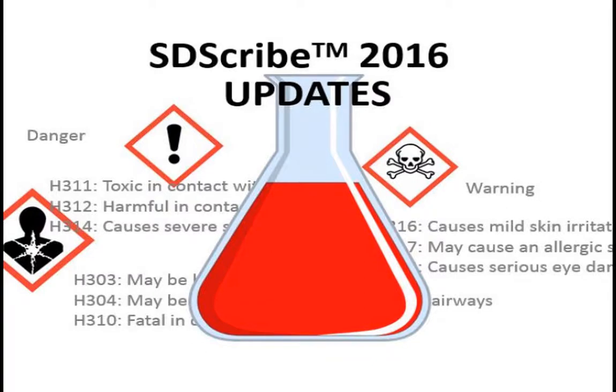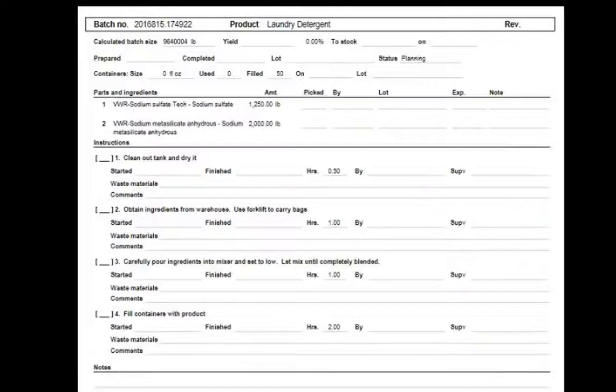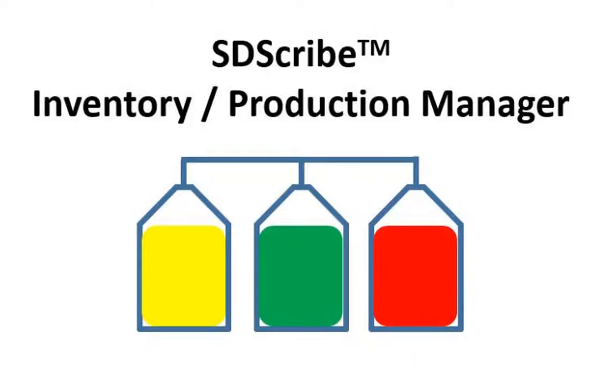We are very happy to present some important updates to SDScribe 2016, which we believe make the product easier and faster to use. We are also very pleased to present SDScribe Inventory and Production Manager, which is a new and powerful add-on license for SDScribe, giving manufacturers tools to help with inventory and production management, including generating purchase orders, creating batch instructions, and even inventorying raw materials and finished goods. This is all in the very same software, so no need to install another product.